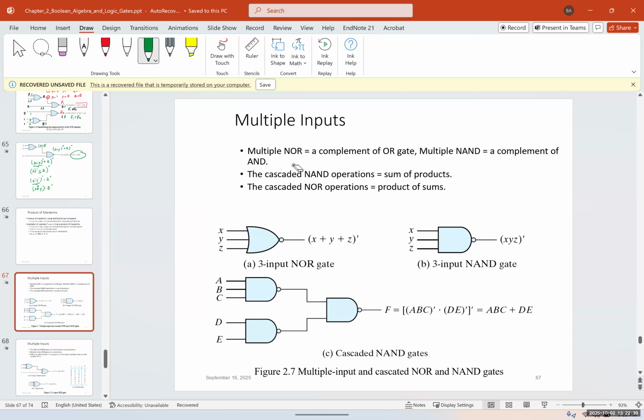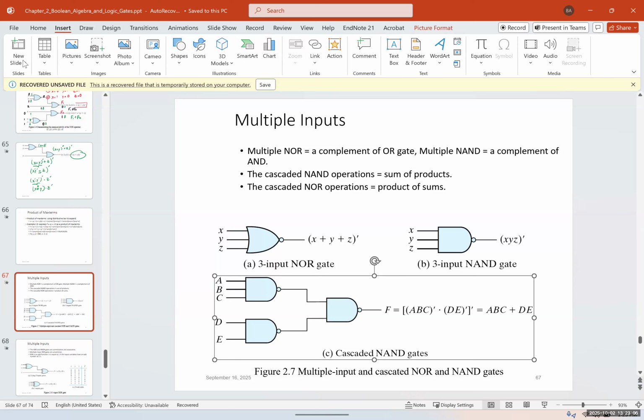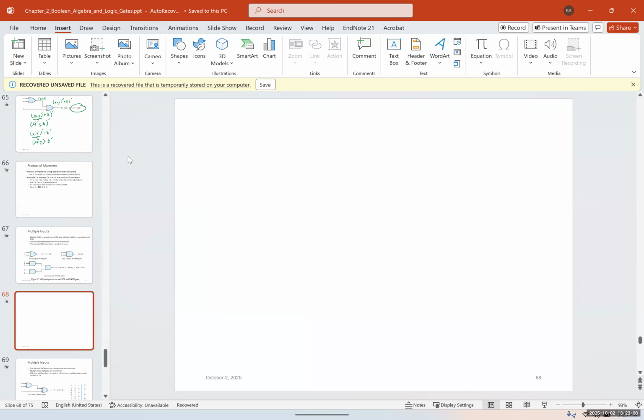So on the left, you can see one for a 3-input NOR gate, and on the right, you see one for a 3-input NAND gate, A and B. And in part C, you see a cascaded NAND gate, which again, a cascaded NAND gate is a sum of products. Let's solve this one. Let me give you an example.